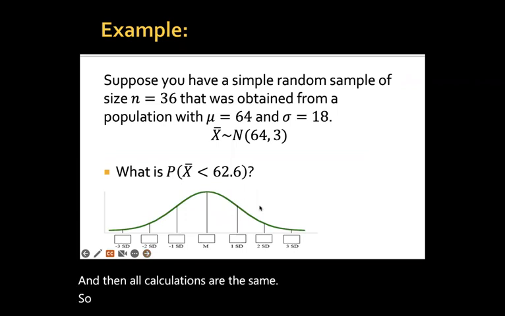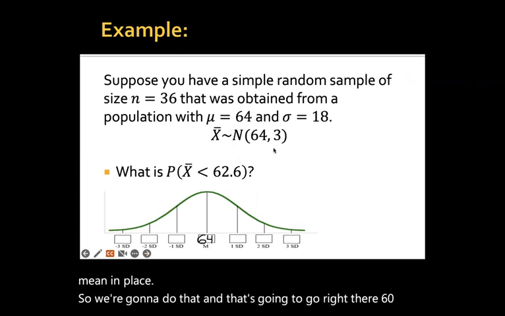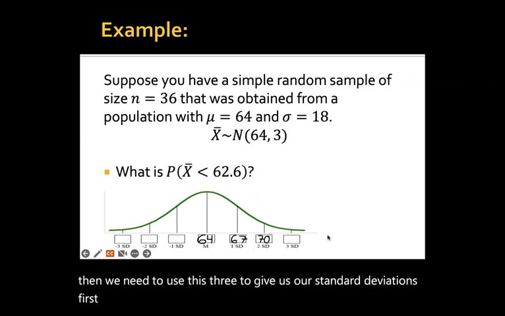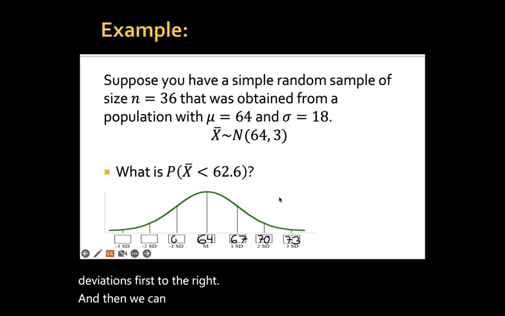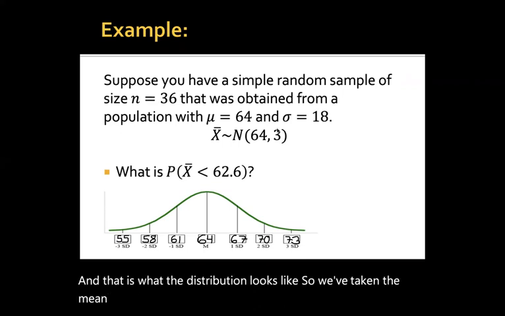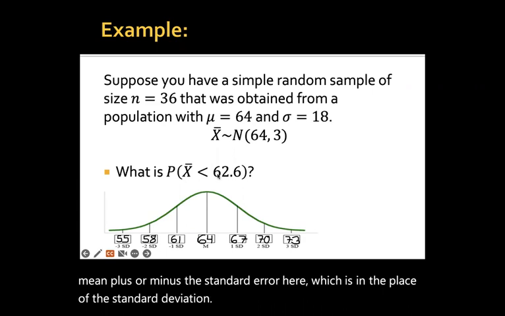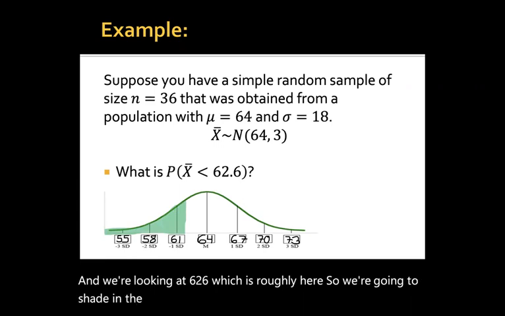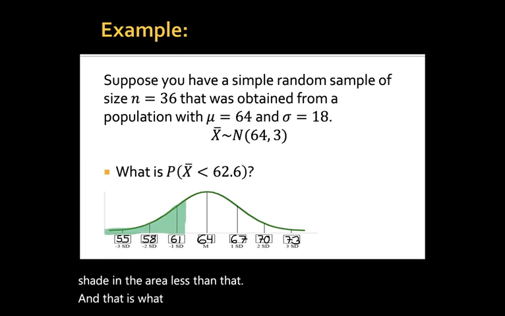So let's show some calculations here. First we need to put the mean in place, and that's going to go right there, 64. And then we need to use this 3 to give us our standard deviations first to the right, and then we can subtract 3 to go to the left. And that is what the distribution looks like. So we've taken the mean plus or minus the standard error here, which is in the place of the standard deviation. And we're looking at 62.6, which is roughly here. So we're going to shade in the area less than that, and that is what we're trying to find.